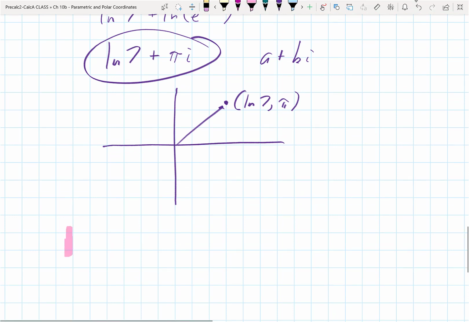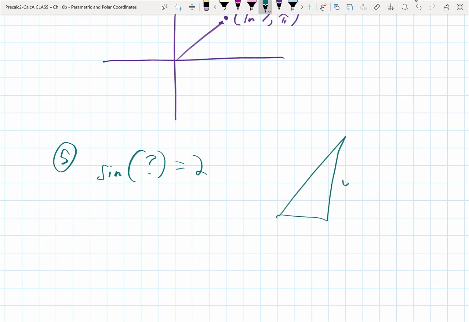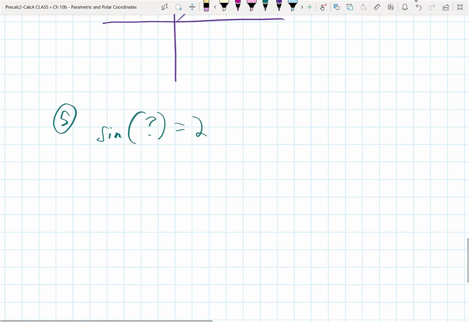And here's another one. This one's going to take a little bit of time, but I would be remiss if I didn't show you this. The sine of something is equal to 2. Hopefully when you see that, you know that you can't take the sine of any angle and have it equal to 2, because sine is the ratio of y to r, and it's impossible for y to be bigger than r. However, you can do this in complex numbers.